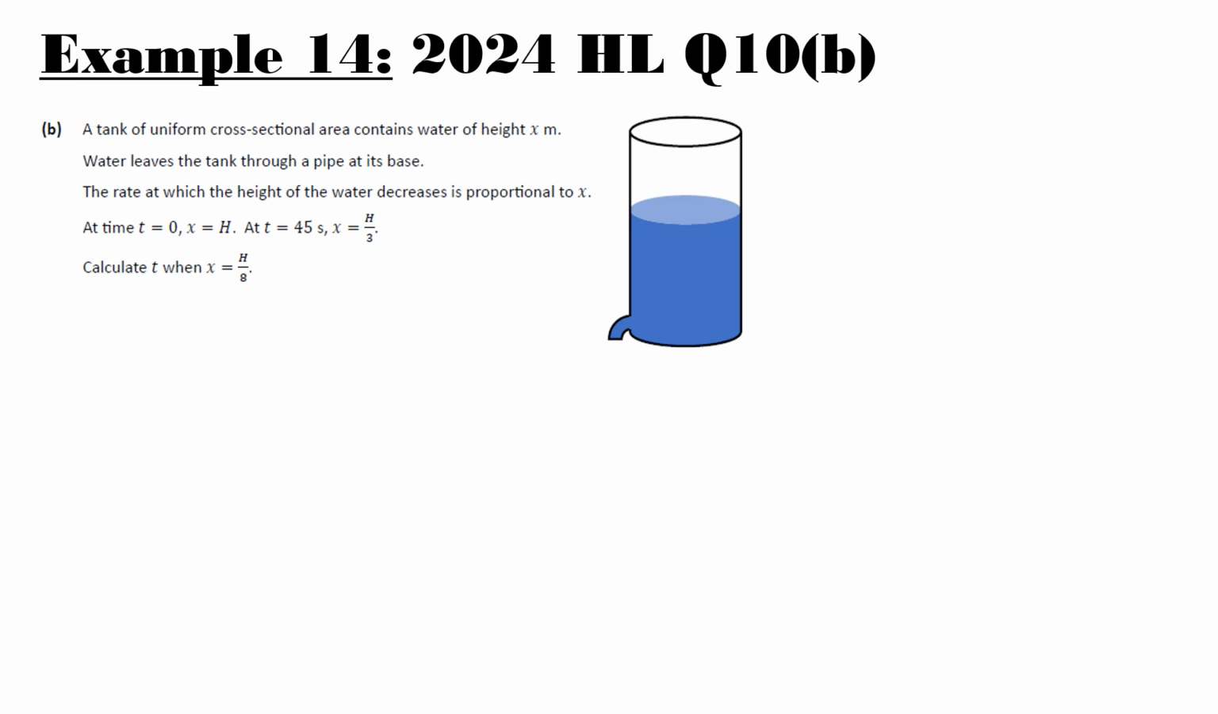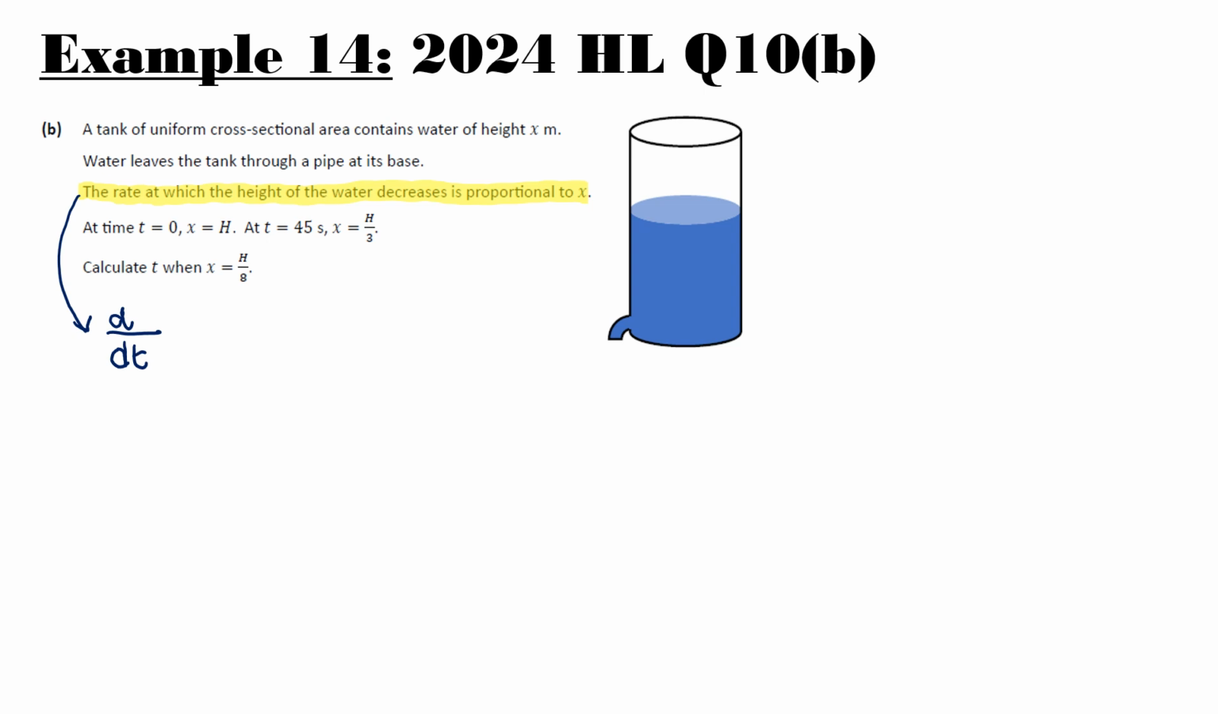A tank of uniform cross-sectional area contains water of height x meters. Water leaves the tank through a pipe at its base. The rate at which the height of the water decreases is proportional to x. So as a student, what you need to be able to do is take a sentence like this and convert it into mathematics. So the rate, unless they tell us otherwise, that's going to be d something dt, and that's true for maths as well.